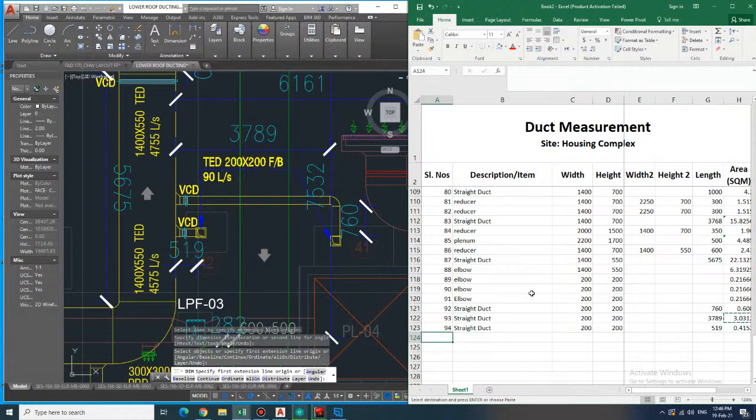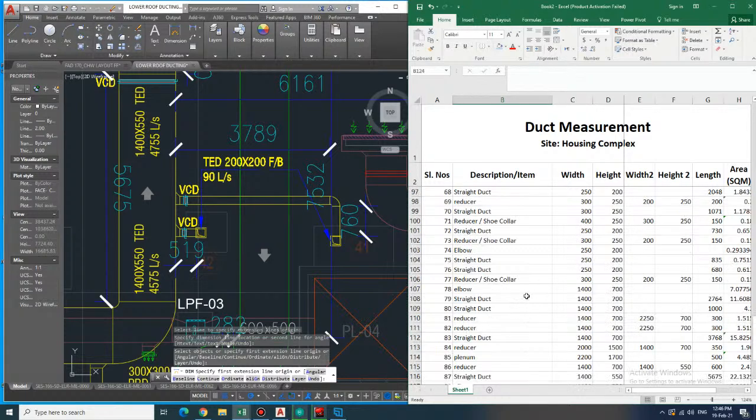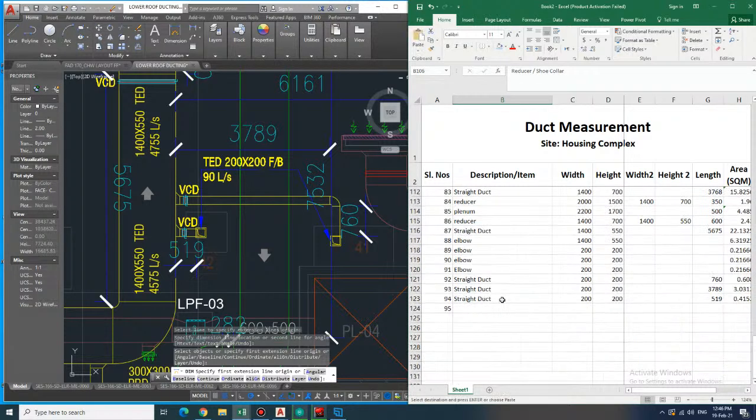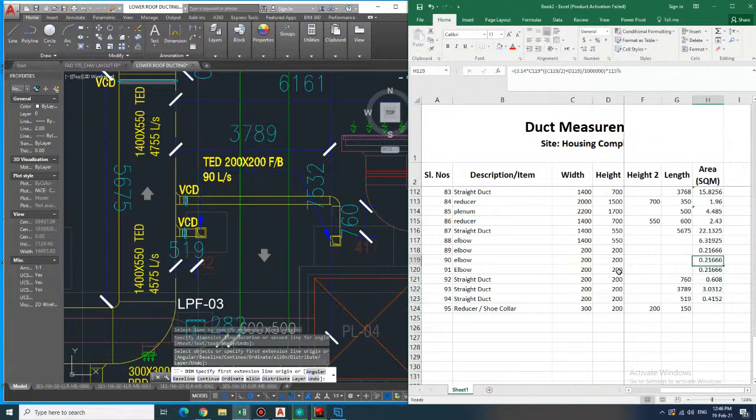We got the same. So next is a reducer or shoe collar. Where is the reducer or shoe collar? Take it and put it here. So it will be 300 by 200, 200 by 200. Length will be 150. We can take the reducer equation. We'll put the reducer equation here.